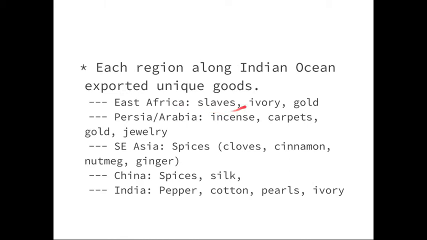Out of East Africa, slaves and ivory and gold. People want slaves, people want ivory, which is made from elephant tusks, and gold. These are luxury goods. From Persia and Arabia, we have jewelry, gold, carpets, incense, those things you burn to make your house smell good. From Southeast Asia, we have spices like cloves and cinnamon, nutmeg and ginger, to make your food taste better. From China, a lot of spices as well, but also silk. That's the number one thing. It's called the Silk Road. From India, pepper, cotton, pearls, ivory.